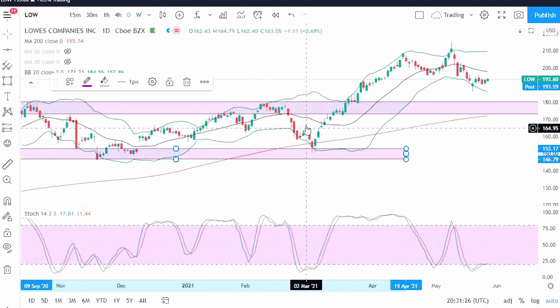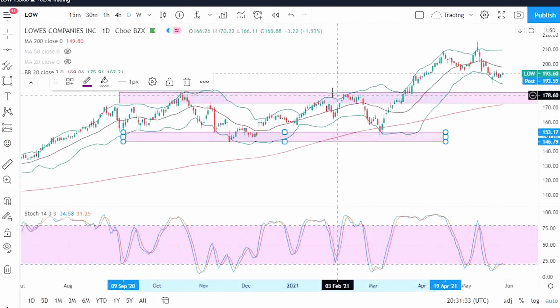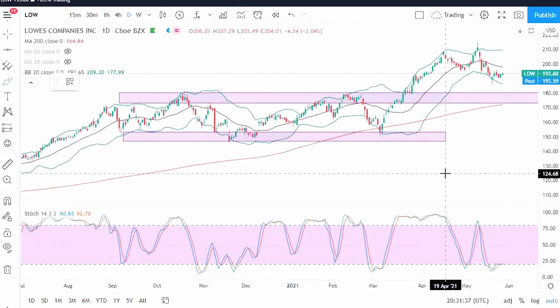So this is Lowe's. If you've been following me, you know I've been watching this stock for a while, Lowe's and Home Depot. You're probably sick of hearing about them, but that's okay because we're going to talk about it anyways.